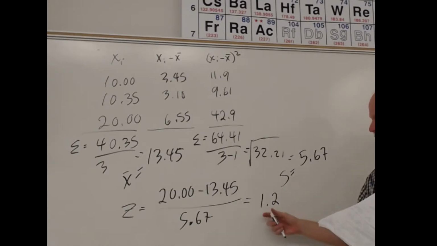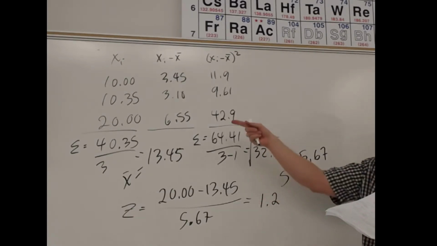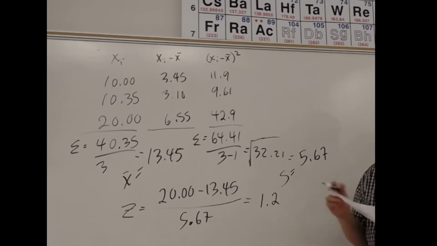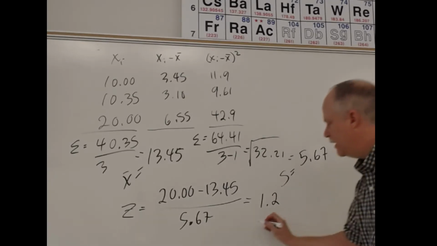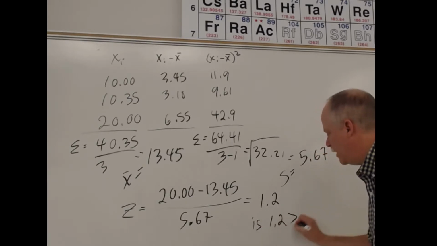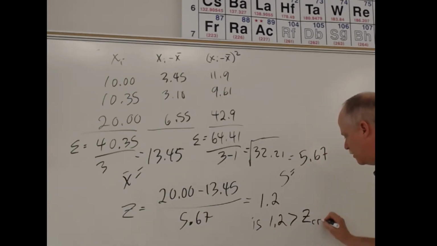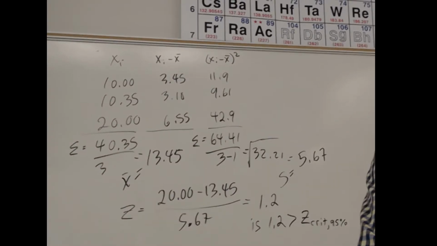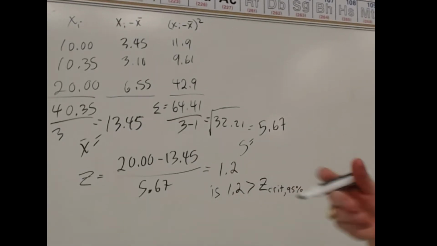But let's go ahead and take this. We've got a Z value of 1.2, and we want to know if this is an outlier at 95% confidence. What would be the Z critical value? So we're asking, is 1.2 greater than Z critical at 95%? Now, where do I get that table? This is actually one of the values you probably have memorized by now because we've talked about it so many times. When I'm calculating the 95% confidence limits, what do I multiply my standard deviation by? 1.96. That's what that is.